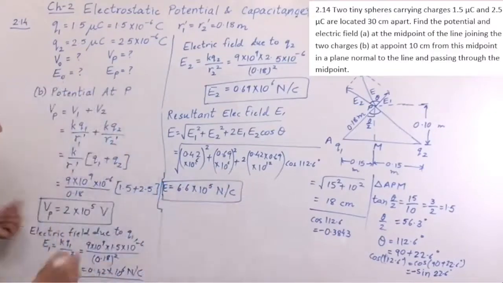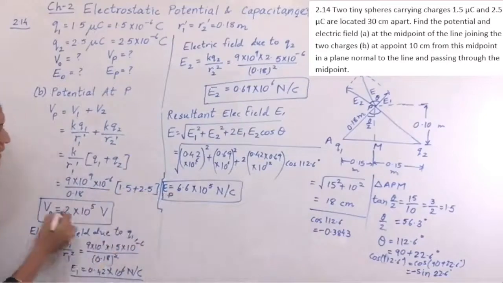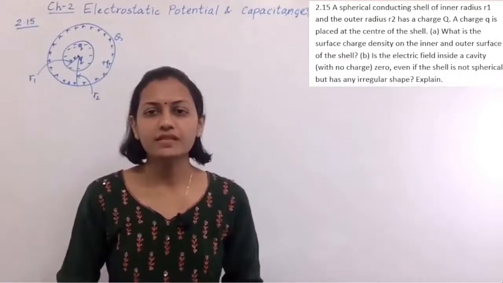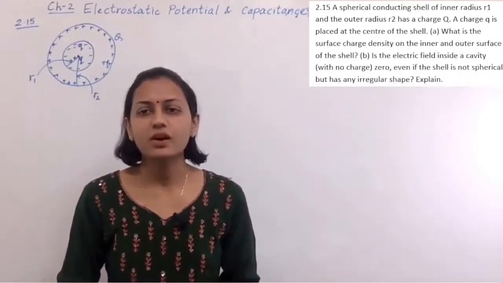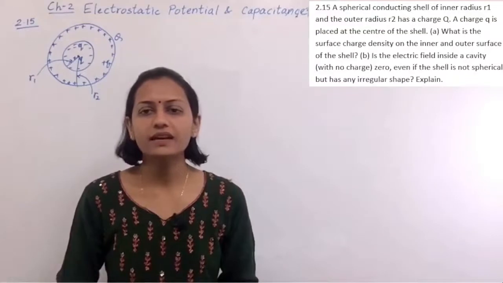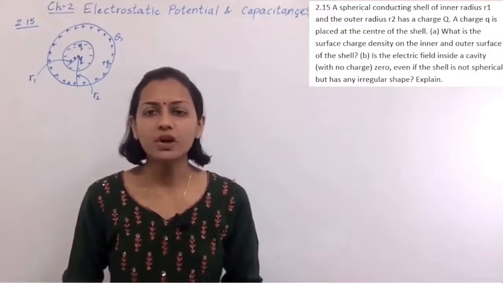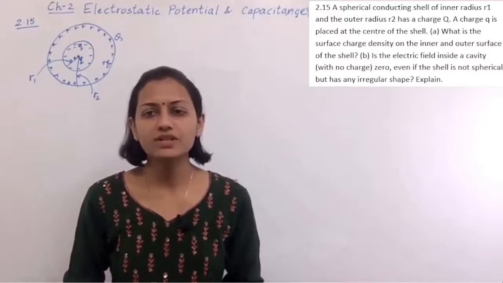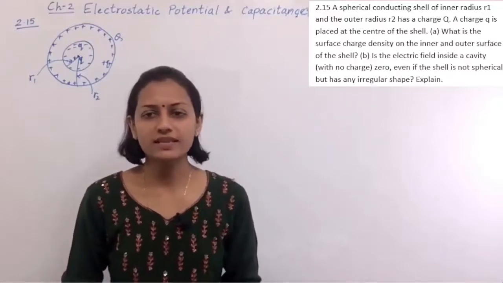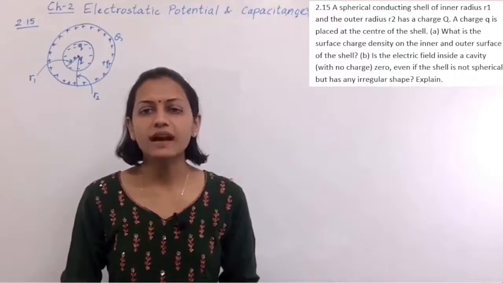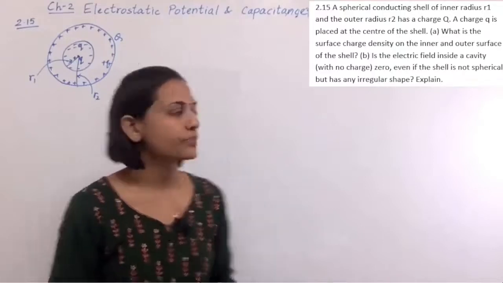This is the value for V at point P, and this would be the value of the electric field at point P. 2.15, which says a spherical conducting shell of inner radius R1 and outer radius R2 has a charge Q. A charge small q is placed at the center of the shell. What is the surface charge density on the inner and outer surface of the shell?